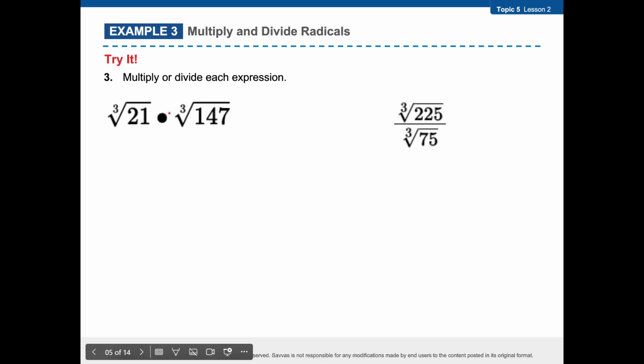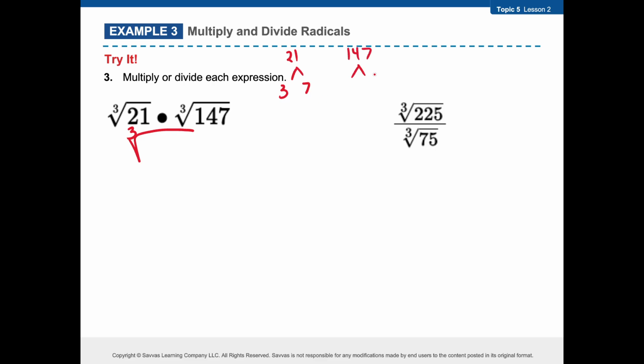Next here again, these are kind of big numbers, so I would do the factor trees first, especially if it's a cube root. 3 times 7, then 147. I know I can't do by 2, so let's try 3. 147 divided by 3 is 49. And then I have 7 times 7.